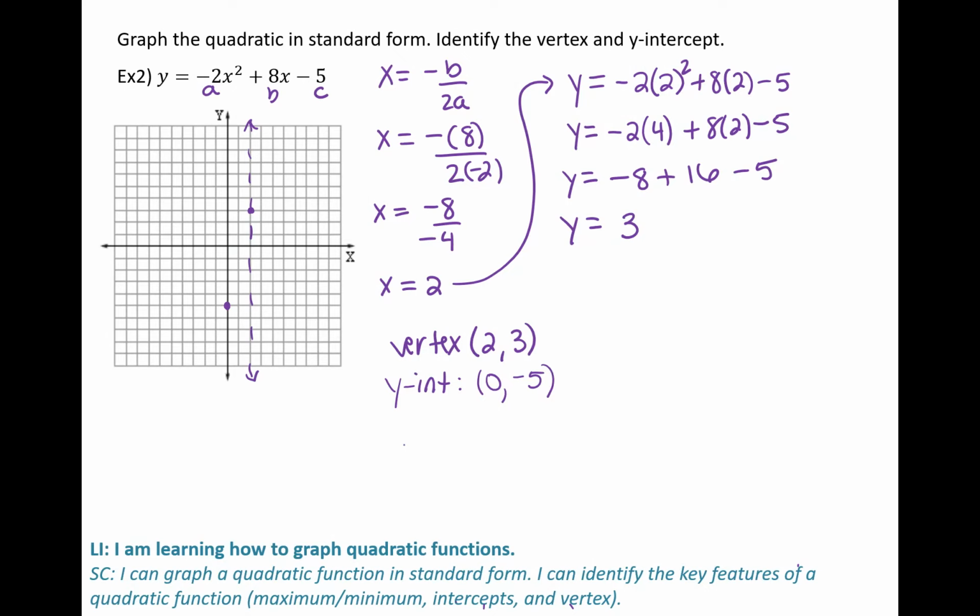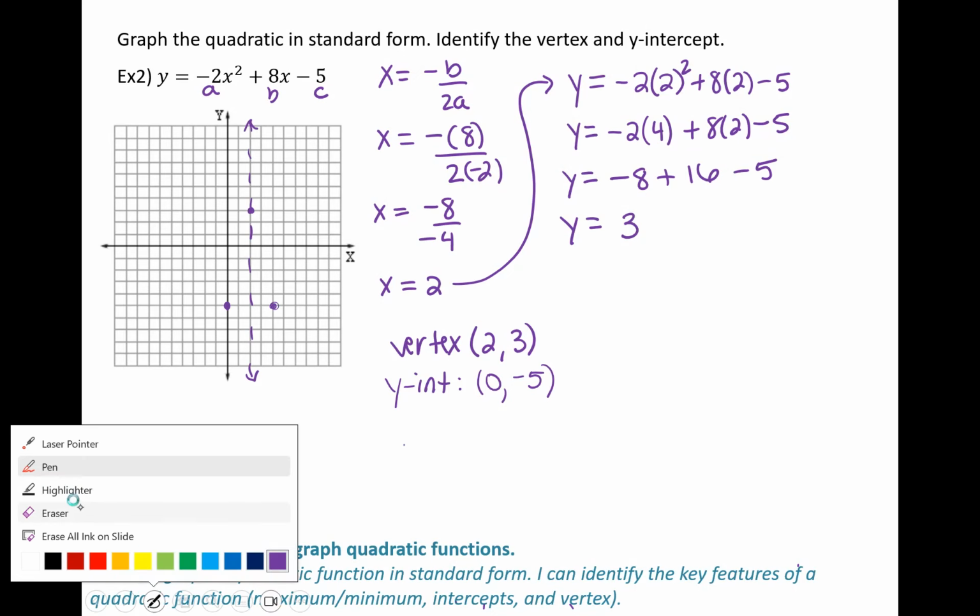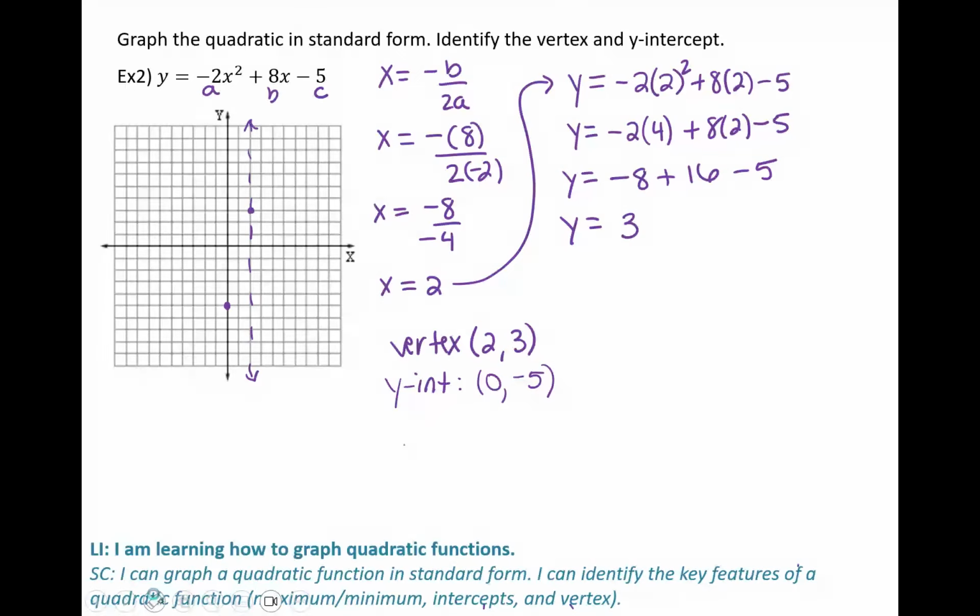And here's where that axis of symmetry comes in handy. As long as we have a point on one side of our axis of symmetry, we have to have a matching point on the other side. So we're going to match that negative 5 point. If we have a point on the left, it has to match on the right. That's called using the axis of symmetry. And once we have at least those 3 points, we can go ahead and sketch our parabola.